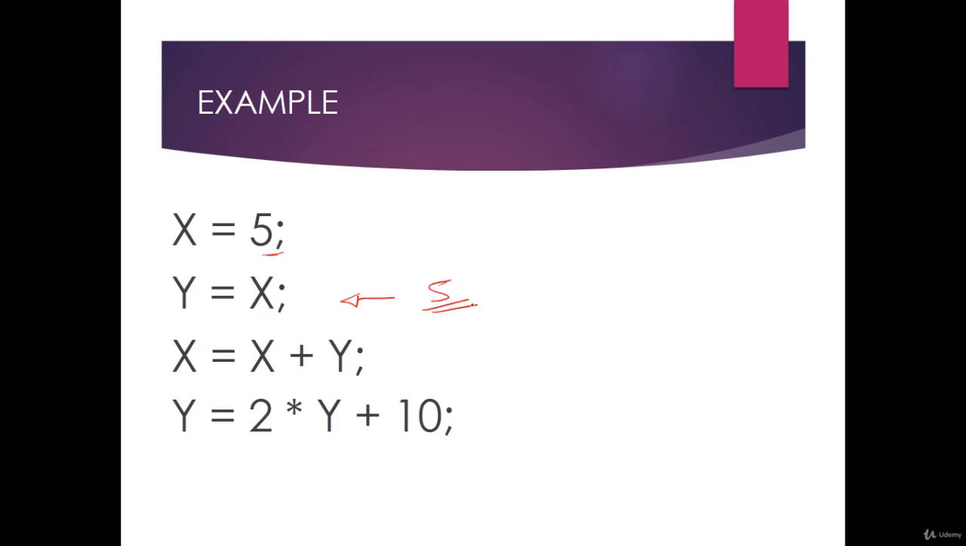Actually, it will be also 5. This time you can see that this is something that in mathematics I cannot say. I cannot say that x equals x plus y. I could only say that in mathematics only if y had the value of 0. So x equals x plus 0, which means x equals x. But in computer programming, it's something completely different.